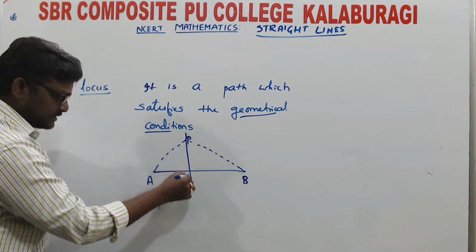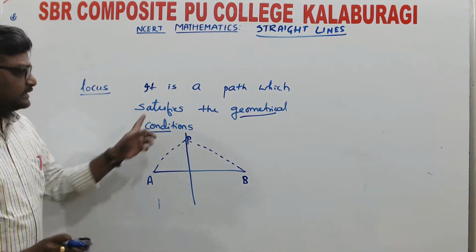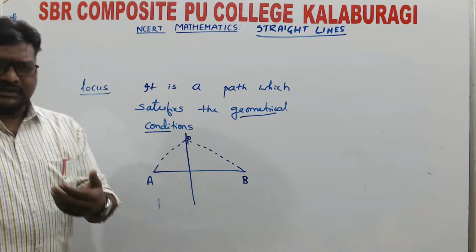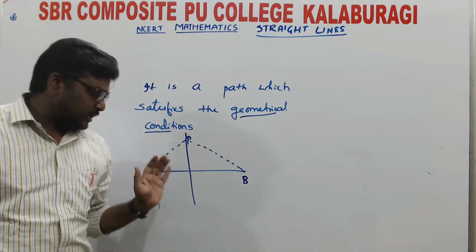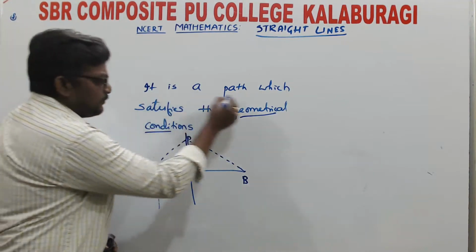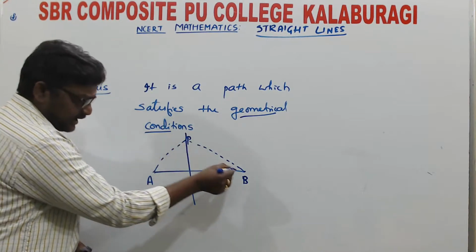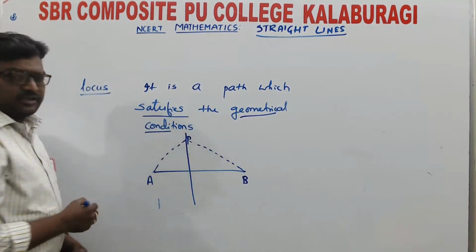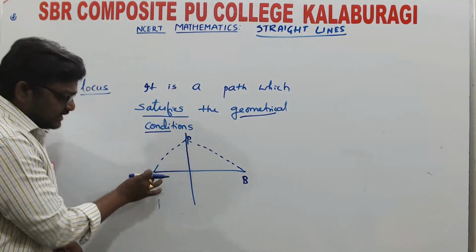This we call the locus of a point satisfying the geometrical condition. Any geometrical condition, we will have a circle, parabola, ellipse. We will come to know there. The locus of a point is nothing but a path. What is the path we have here? Traveling from P to B, P to A. What is the path condition here? Geometrical condition, fixed distance.